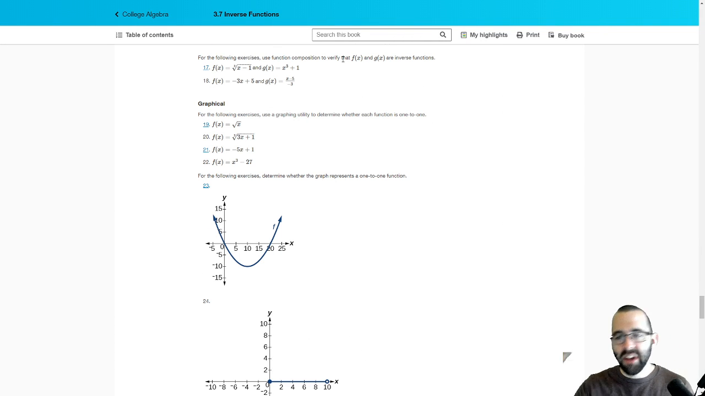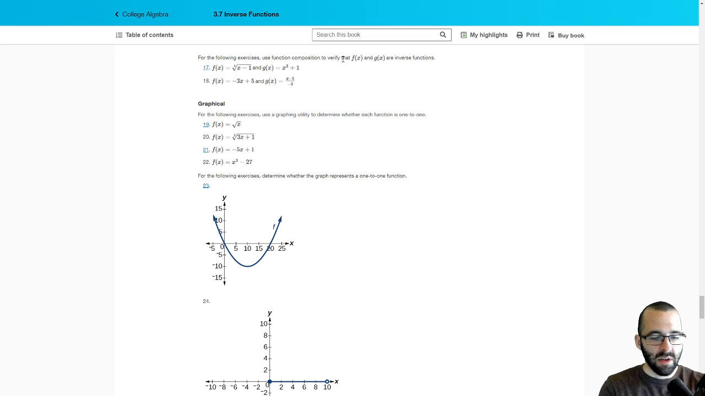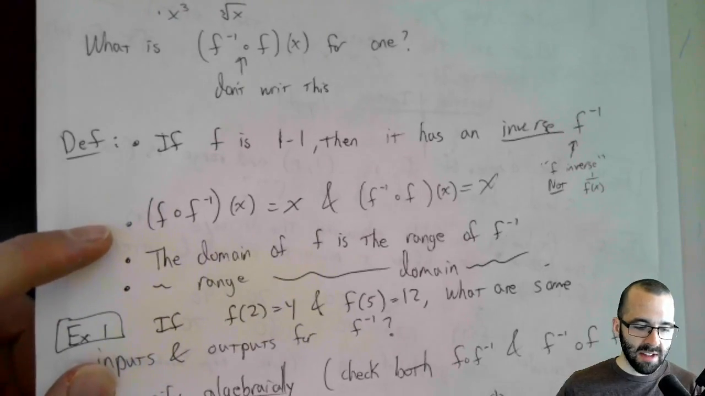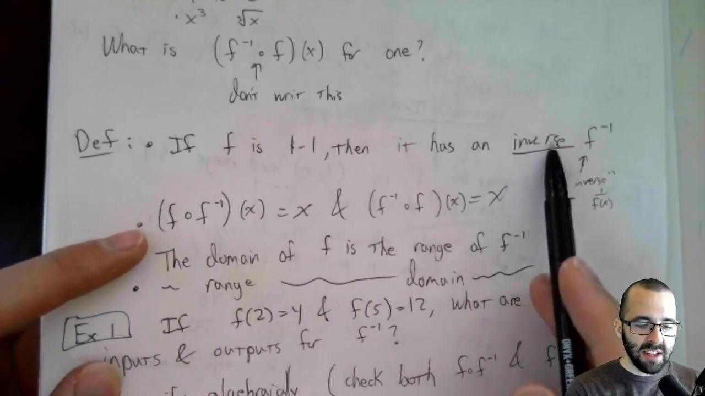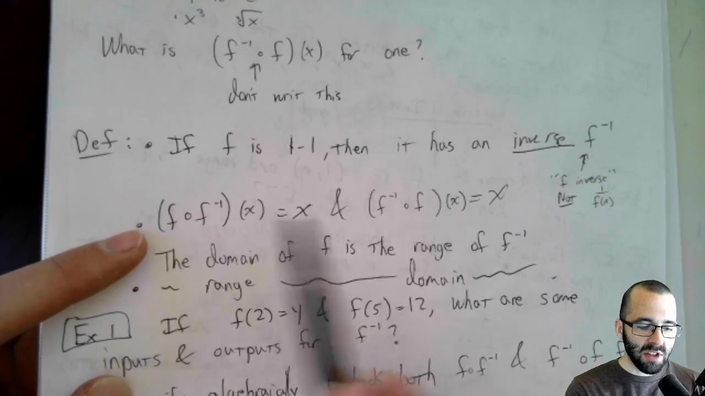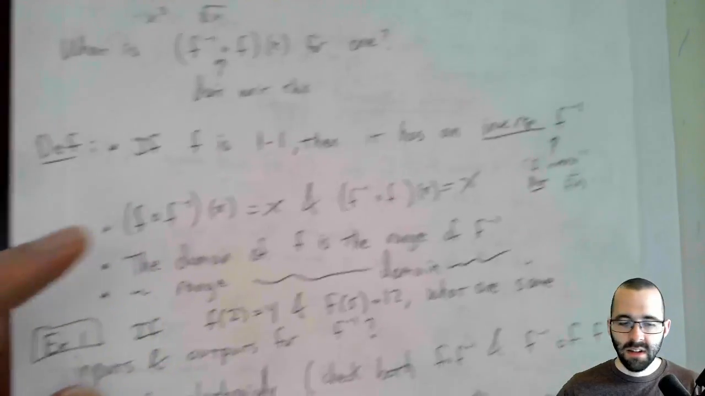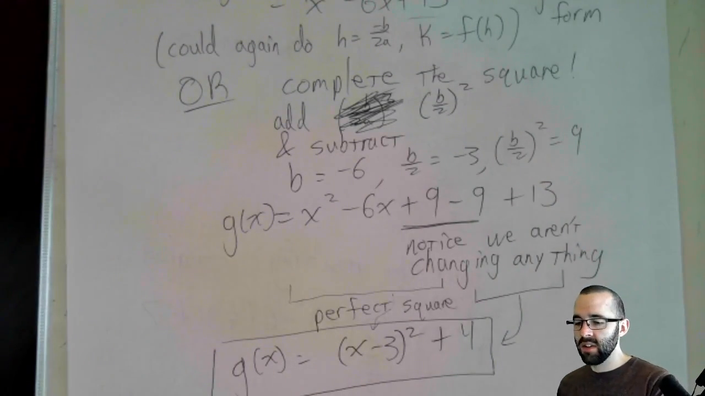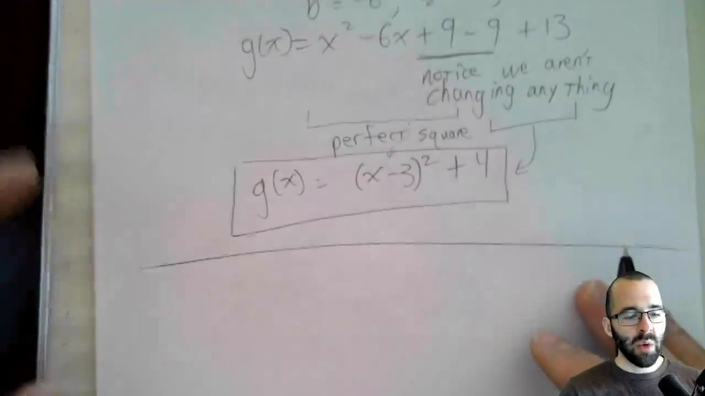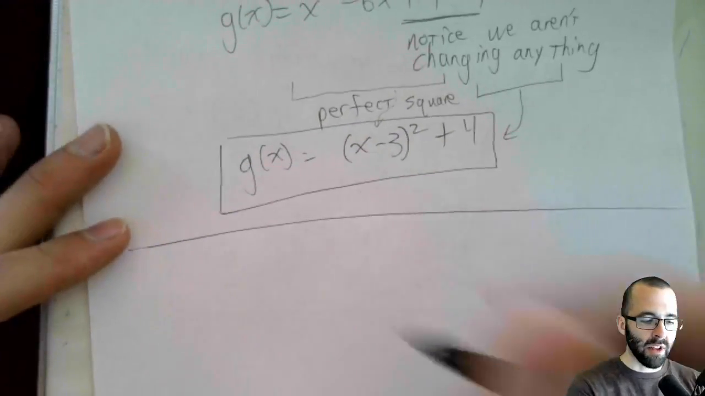Use function composition to verify that they're inverse functions, okay? So what we do for those ones is you just take f of g and g of f and hope that they cancel each other out and you're just left with an x. Because if we look at our definition for inverses, this is the place we want to look at. If it's an inverse function, the function composition in both directions should just simplify down to x. Okay, so let's look at this and see it. I'll show it one way, and then you can mimic it to show it the other way.